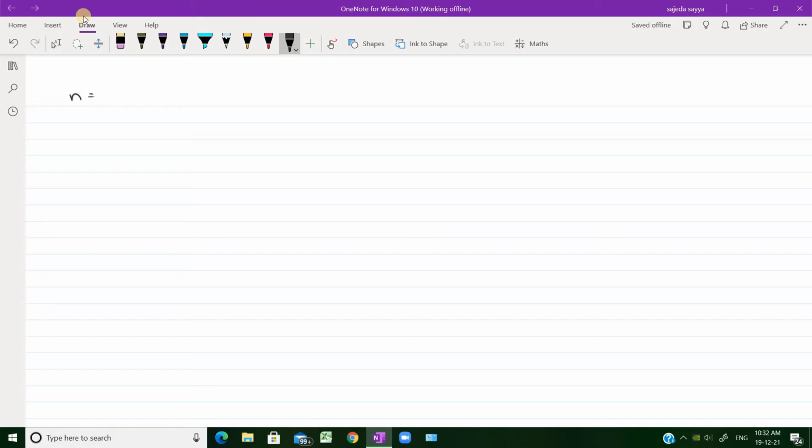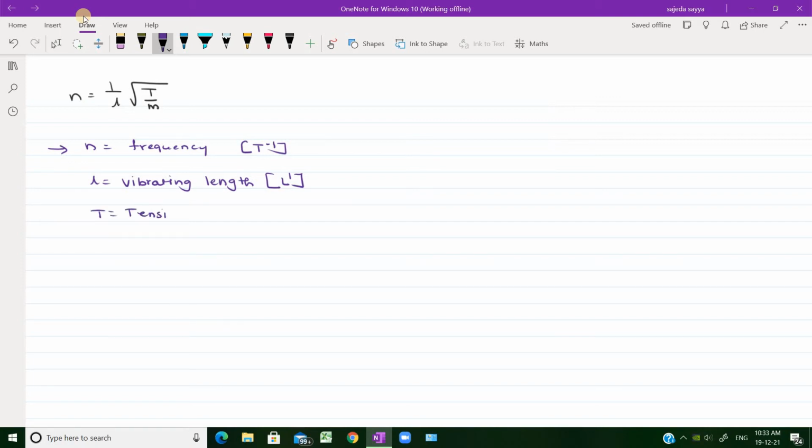So, check the correctness of the equation for frequency: n is equals to 1 upon L square root of T by M. So in this given physical equation, n is frequency. It has dimensions T raised to minus 1. Tension is the force, so it has the dimensions of force, M1 L1 T raised to minus 2. M is linear density, mass per unit length, so it is M1 L raised to minus 1.